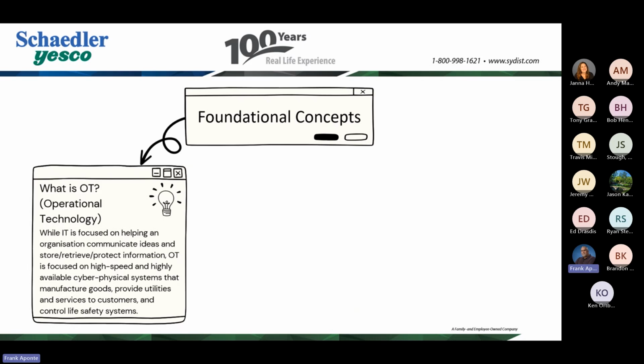So what is OT, as we've been calling it, or operational technology? While IT or information technology is focused on helping an organization communicate ideas and store, retrieve, protect information, OT is focused on high speed and highly available cyber physical systems that manufacture goods, provide utilities and services to customers, and control life safety systems.